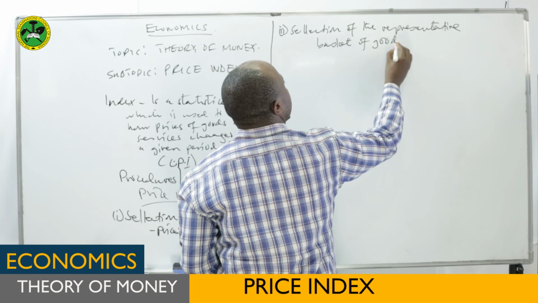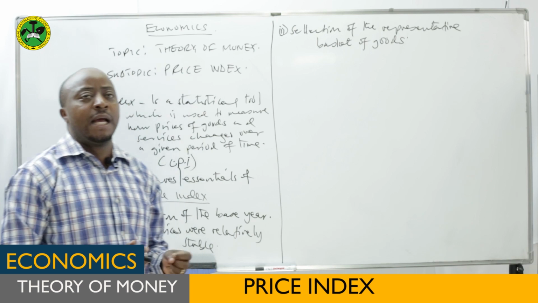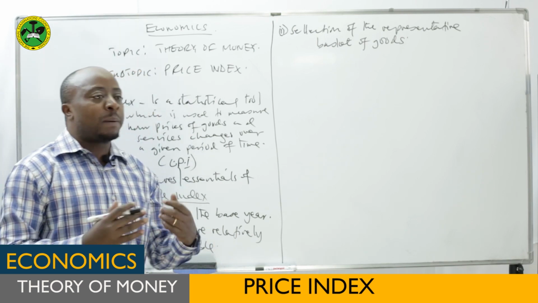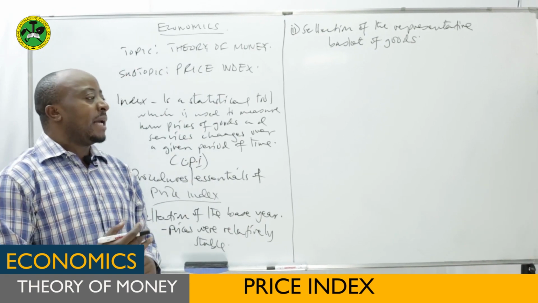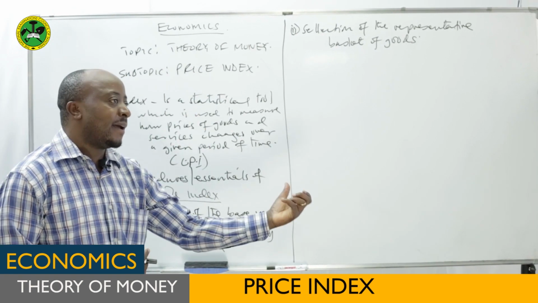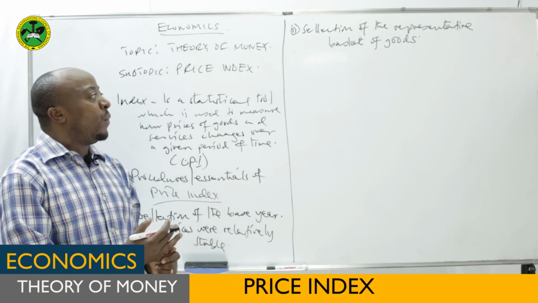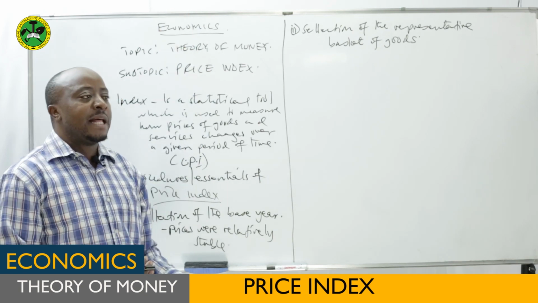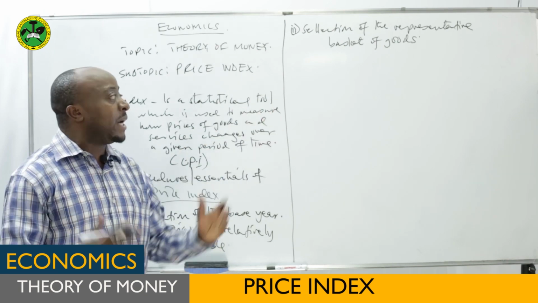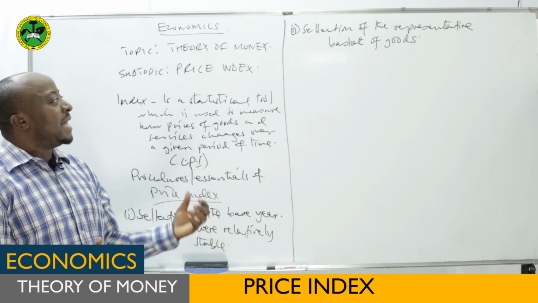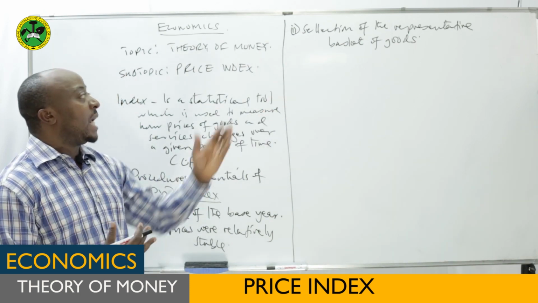It means when we say selection of the representative basket of goods, we cannot measure the changes of prices of all goods and services in the economy. It means we have to make a survey to choose those goods which we want to measure. And again, this basket of goods will comprise a lot of goods, and there are criteria to choose those goods. We don't just pick any good or any service. No, there are criteria that those people have to follow when they choose those goods which they want to include in the basket.